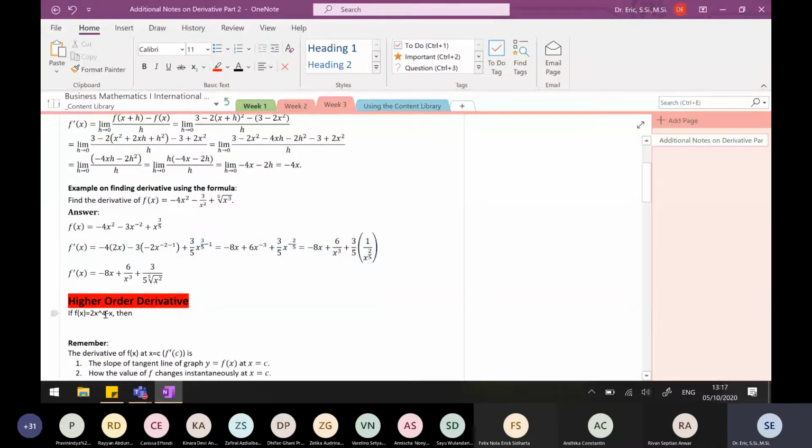Okay, let's continue then. Let's look at this one. This one is higher order derivative.